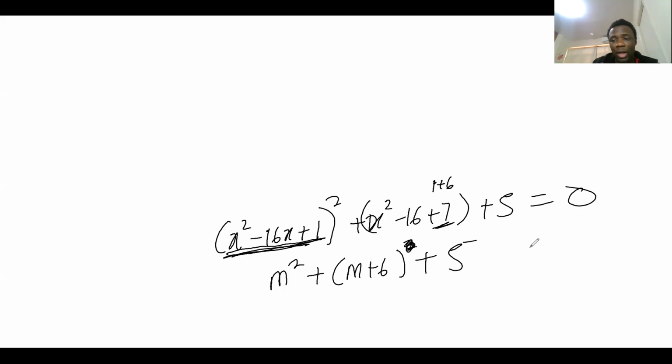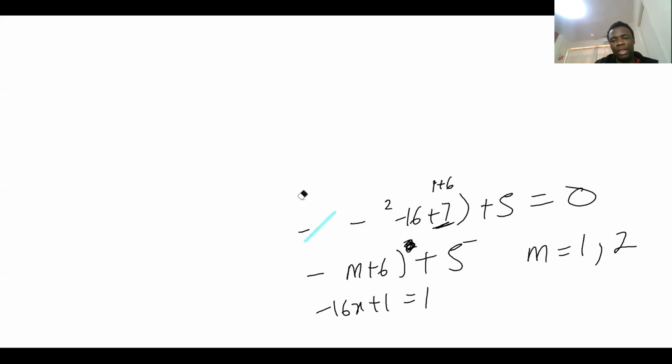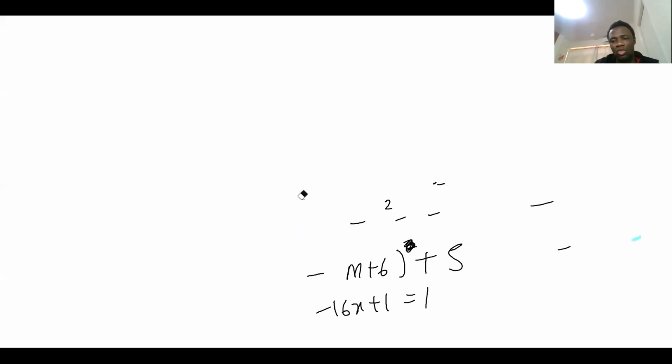So if, for example, m is equal to maybe 1 or 2, then you come back and say x squared minus 16x plus 1 is equal to 1. In the first one, you solve the equation. Second one, you solve the equation. So we use some of these things in grade 11, especially, and 12.